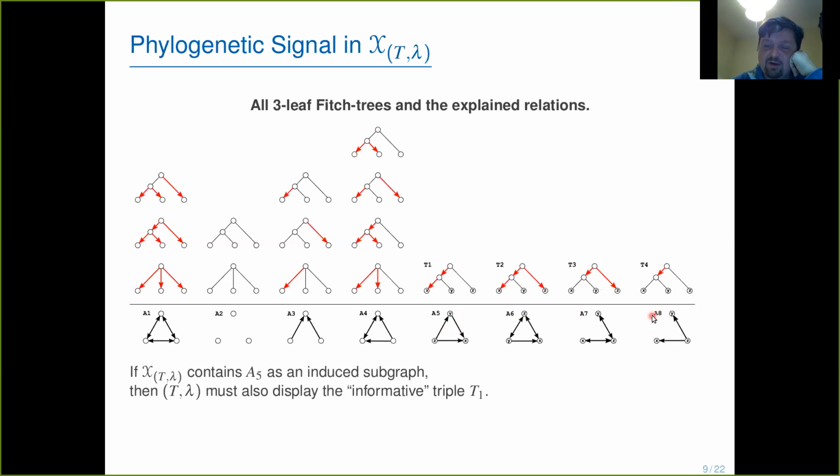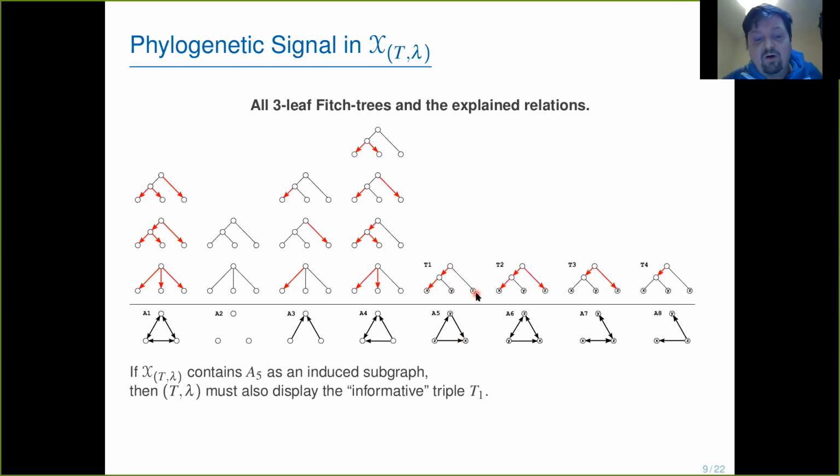So consider now an arbitrary relation that we have obtained from some tree. Now, if this relation contains A5, for example, as an induced subgraph, what does it mean? I mean, there is only one tree on 3 leaves that can explain this relation. And this means that any tree that explains this relation must display this particular triple, in particular this edge-labeled triple. Right, we know that on the path from here to here, there must be a transfer edge. On the path from here to here must be a transfer edge. While on the remaining paths, there are no transfer edges.